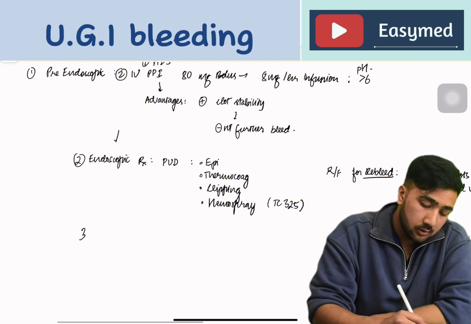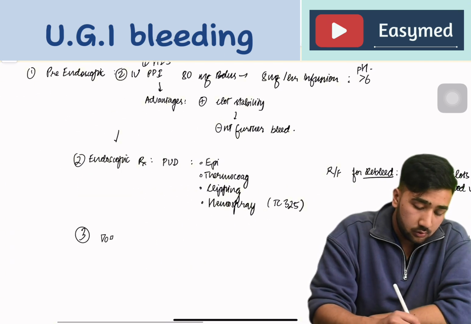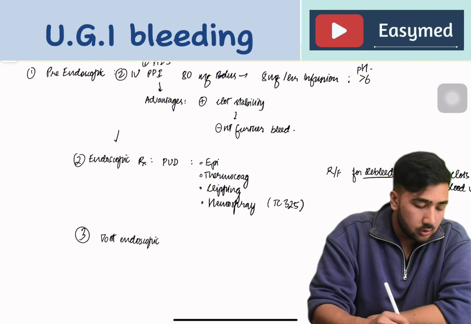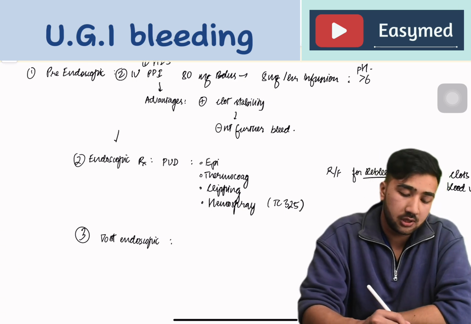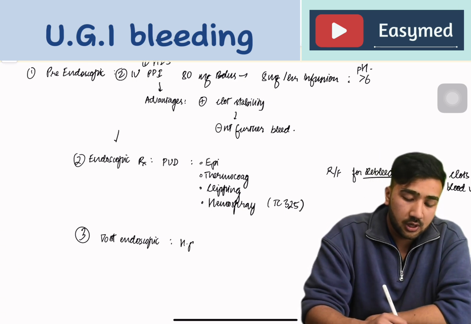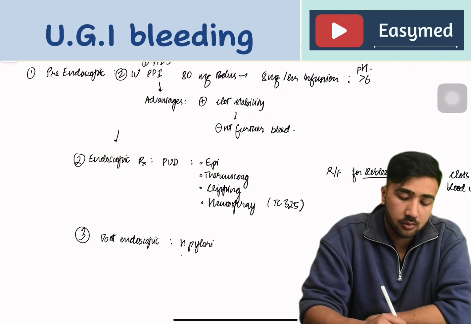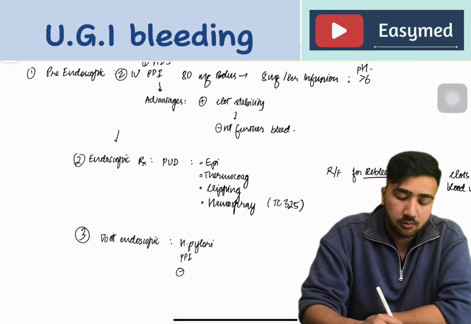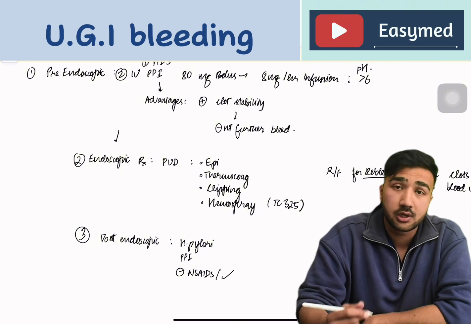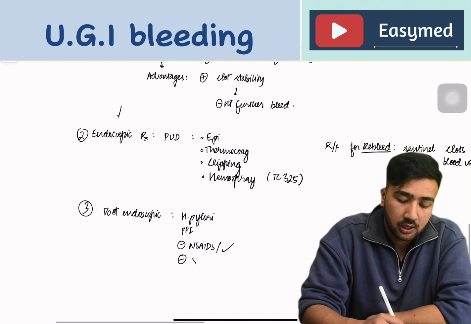And finally, after the endoscopy also we have to do post-endoscopic treatment. In post-endoscopic treatment, whatever the cause of the peptic ulcer disease might be, if it's H. pylori, we have to go for H. pylori eradication. If it's just peptic ulcer disease, we have to go for proton pump inhibitors. We have to continue even after the endoscopic treatment. Then we have to stop the offending drugs if it's NSAIDs or steroids, and we have to look for alternative drugs. We have to stop smoking and alcohol. It's strictly prohibited.